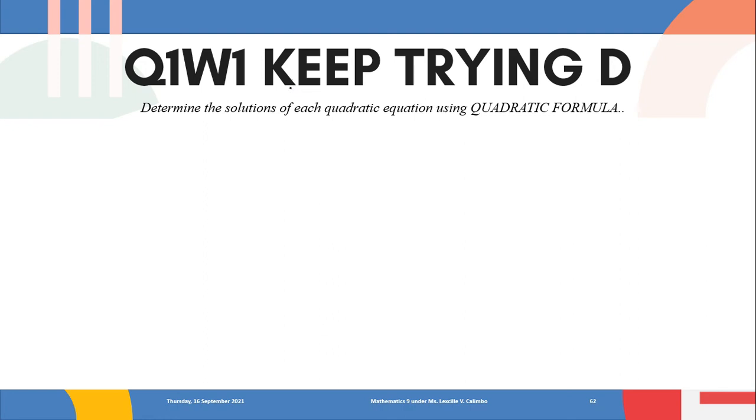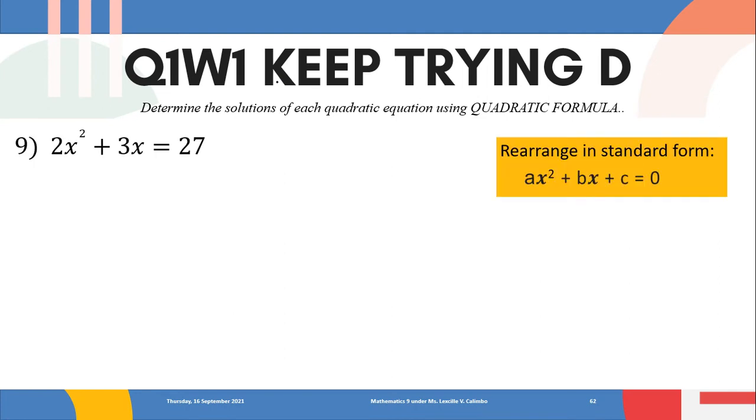We have to determine the solutions of each quadratic equation using the quadratic formula. Let's try item number 9. But first, you have to rearrange in standard form, where you must keep all the terms at the left-hand side of the equation or at the left of the equal sign.